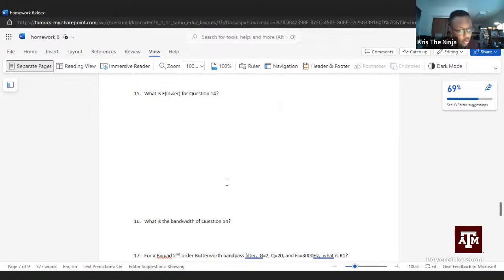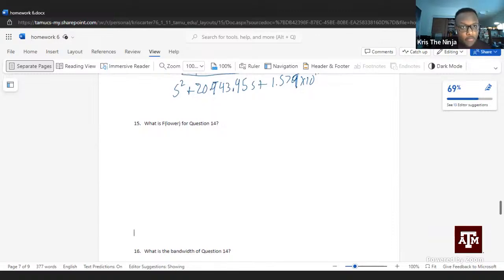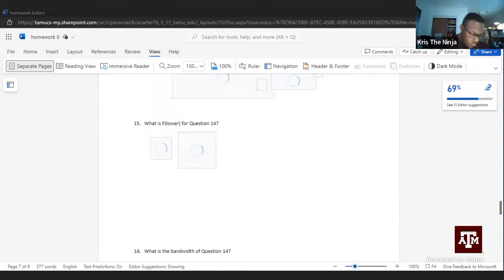Okay, so it says what is F lower? You can find F lower using this equation. FL equals the cutoff frequency times minus 1 over 2Q plus the square root of 1 plus 1 over 4Q squared. I'm just going to go ahead and do that in the calculator real quick.